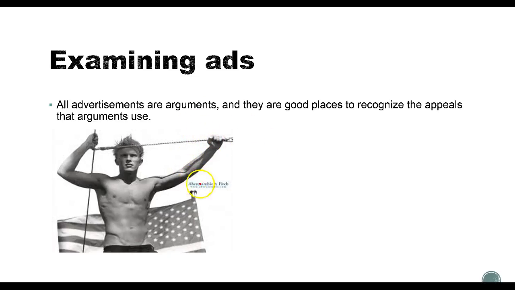Here's one for Abercrombie & Fitch, and this is making an argument. All advertisements are making an argument. So the goal of this argument is to get us to buy Abercrombie & Fitch clothes. So we'd ask, how is this ad trying to make us buy Abercrombie & Fitch clothes, or convincing us to buy Abercrombie & Fitch clothes? Is it convincing us logically?